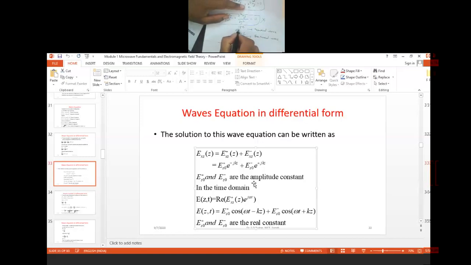But when we write e raised to minus gamma z, in that case, this term will be what? Cos of omega t minus beta z if it is a forward wave. For a backward wave, it will be cos of omega t plus beta z. When it is plus beta z, it is a backward wave. When it is minus beta z, it is called a forward wave. You just remember that, the backward wave and forward wave concept.